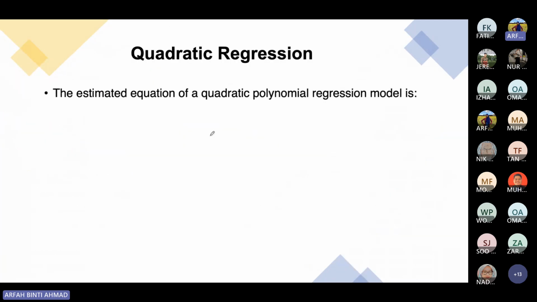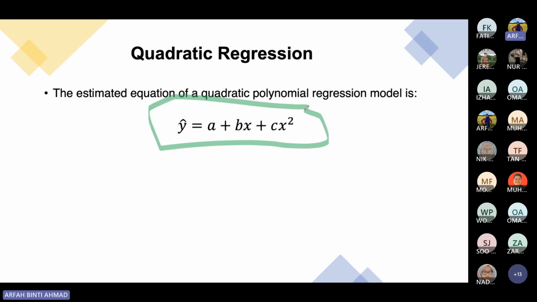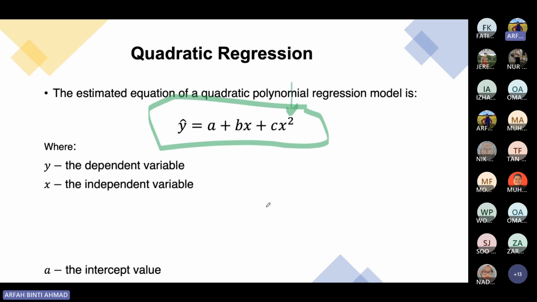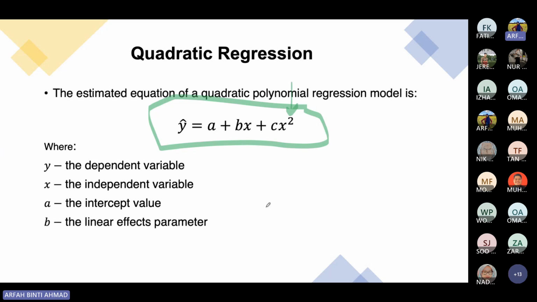So the next one, from here, this will be the form of quadratic regression: Y equal to A plus BX plus CX squared. So you have another term here, CX squared, to represent the quadratic term. Y is the dependent variable, X is the independent variable, A will be the intercept, B will be the linear effects on the parameter, and C will be the quadratic effects on the parameter. That is why you have the term of X squared for the quadratic effects.